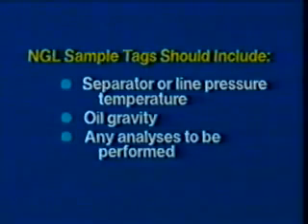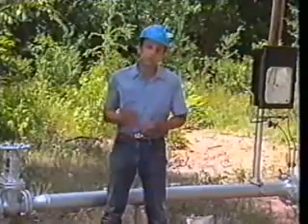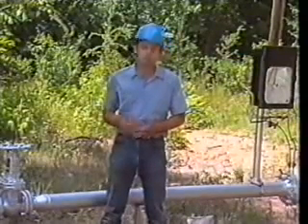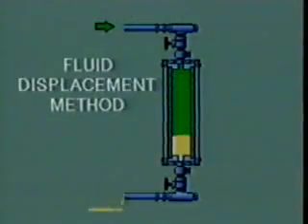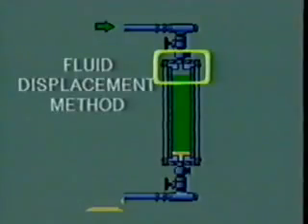The 2 most common methods of NGL sampling are the fluid displacement method and the floating piston method. Sampling by the fluid displacement method requires that a sample cylinder filled with a displacement fluid, usually glycol, water, or brine, be attached to a sampling valve by tubing. The sample is drawn by bleeding the fluid and replacing it with the sample. Unlike gas, outage is necessary to prevent cylinder damage or loss of sample through a relief valve or rupture disc.